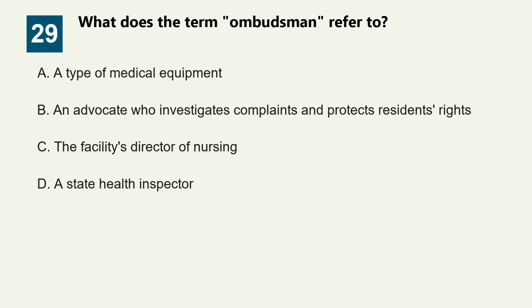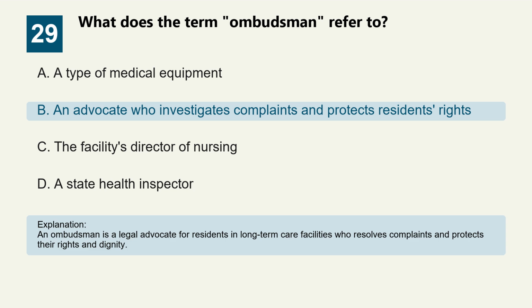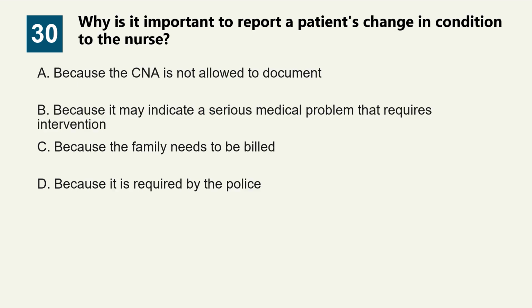Question 29. What does the term ombudsman refer to? Option A. A type of medical equipment. Option B. An advocate who investigates complaints and protects residents' rights. Option C. The facility's director of nursing. Option D. A state health inspector. The correct answer is option B. An advocate who investigates complaints and protects residents' rights. An ombudsman is a legal advocate for residents in long-term care facilities who resolves complaints and protects their rights and dignity.